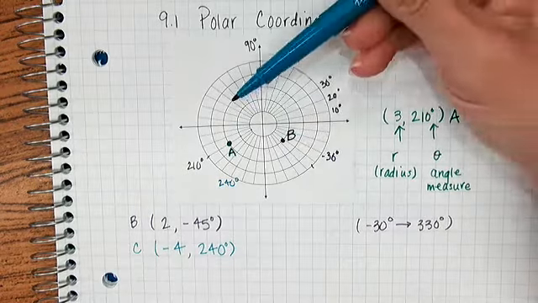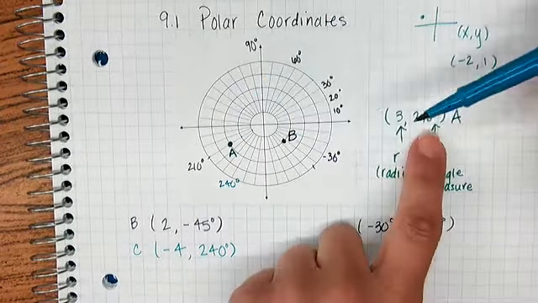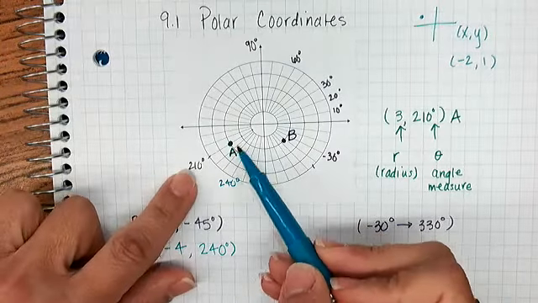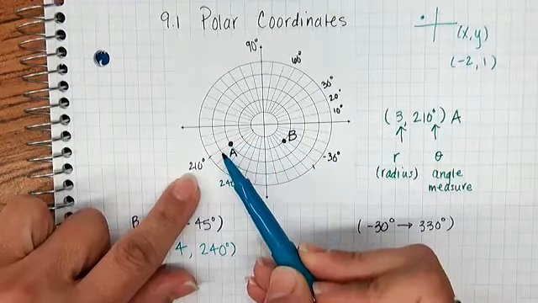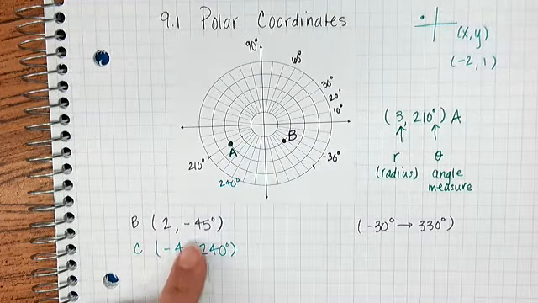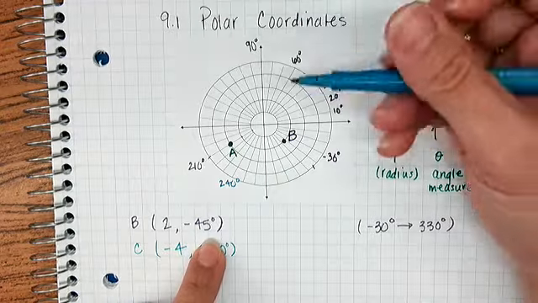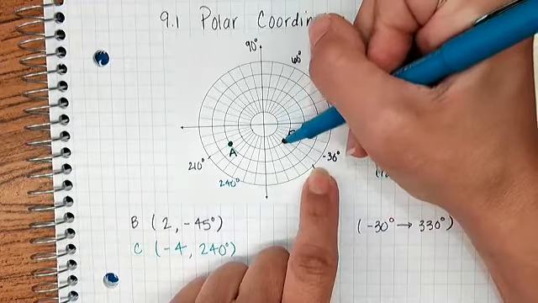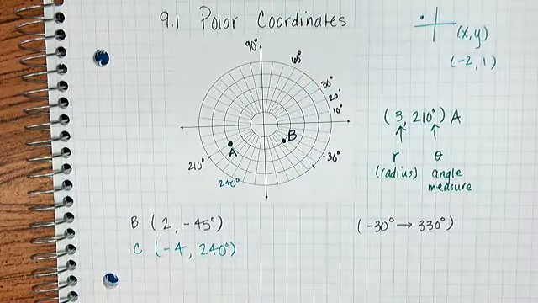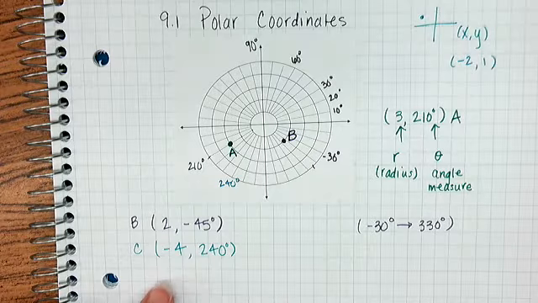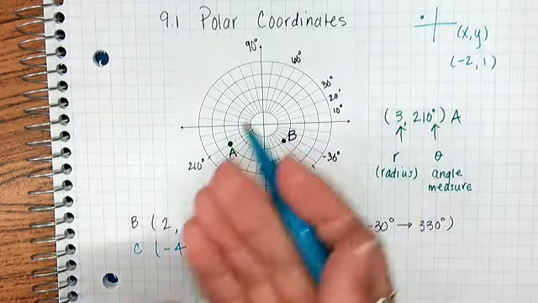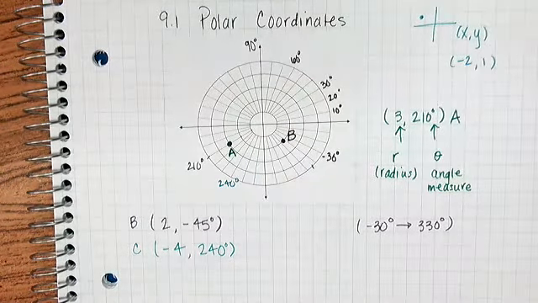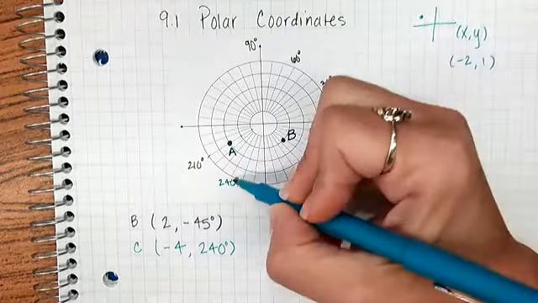The previous two problems, I said, find the angle measure. So we found 210. And I said, okay, we're going to go 3 radii, 3 circles towards 210. I went 1, 2, 3, and we plotted the point. And then for 2, negative 45, I said, okay, let's find negative 45, which was here. And then from the origin, we went 1, 2 circles toward the negative 45 degree angle. Well, now instead of going from the origin toward the angle, I'm going to go from the origin away from the angle. So I'm going to find 240, which is right here.